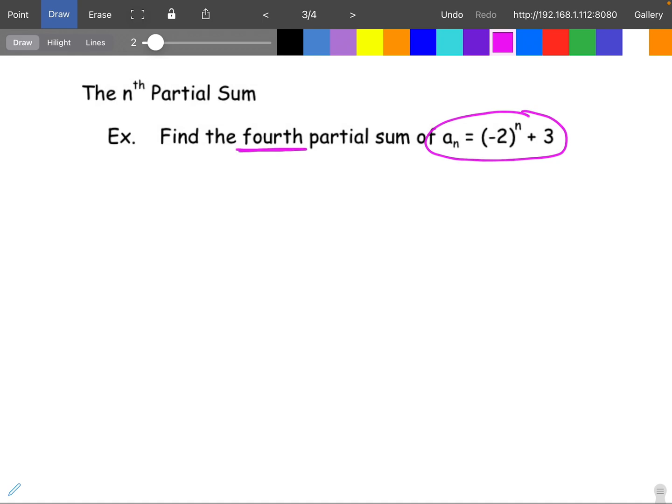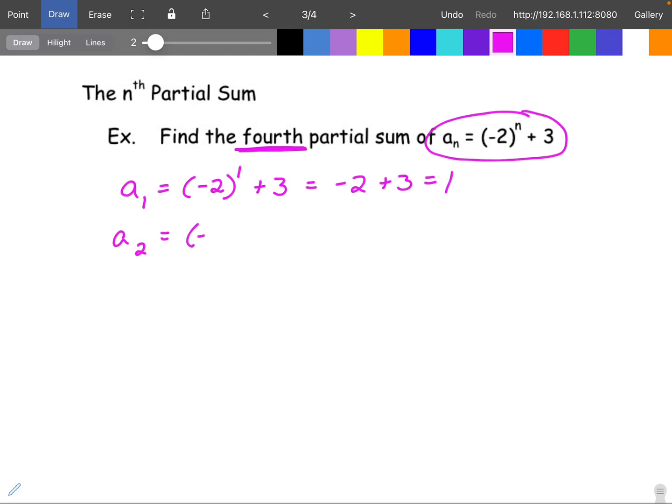So they have given us the formula, and they want us to find the 4th partial sum, which means I need to find the first 4 terms and then add them together. So I'm going to start by finding a sub 1. For a sub 1, that means n is 1. So my formula says I'm going to do negative 2 to the n power, well in this case n is 1, and then plus 3. So let's simplify. Negative 2 to the first power is just negative 2, plus 3 would give me 1. So there's my first term.